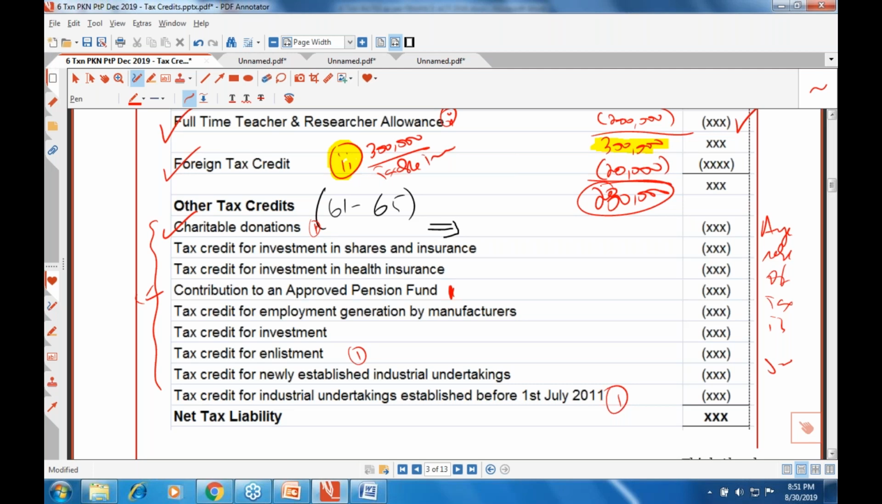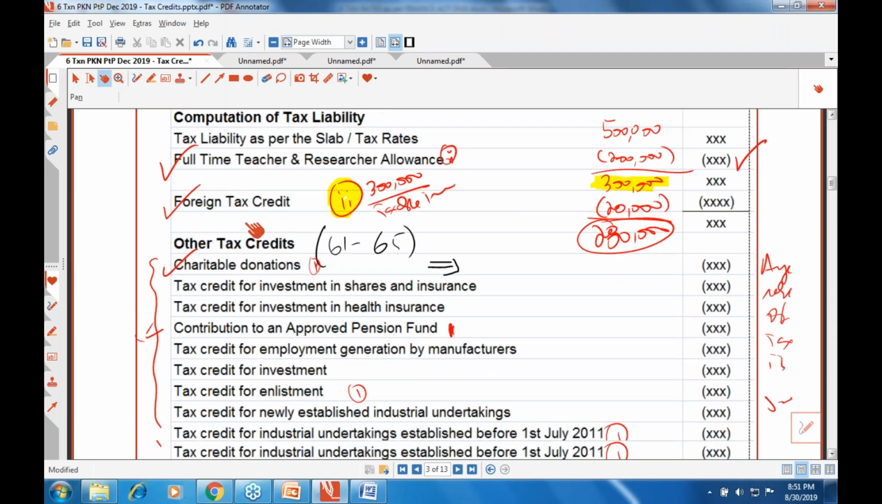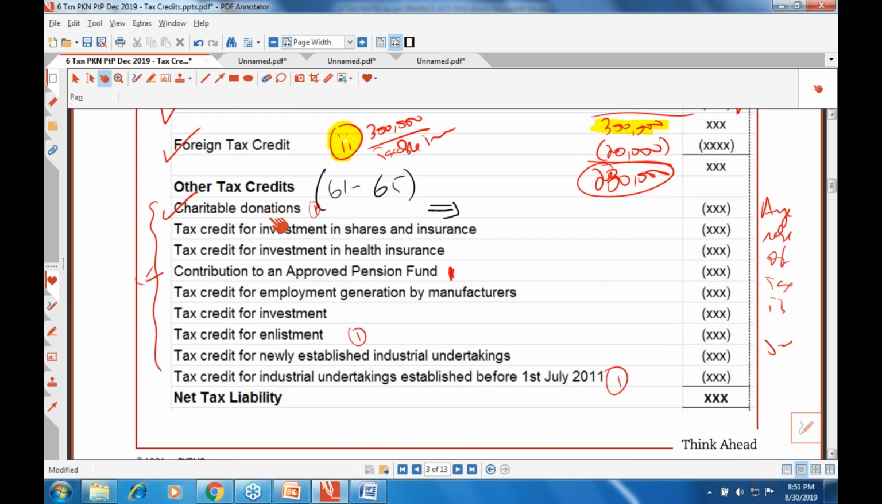It doesn't matter what sequence you use for these deductions, only these. For the full-time teacher, researcher, and foreign tax, the sequence has to be followed. But for these, the sequence can be changed and nothing is going to happen.